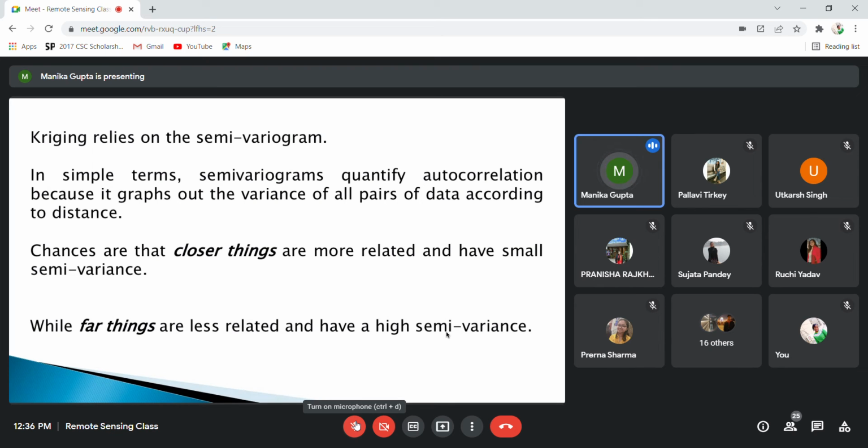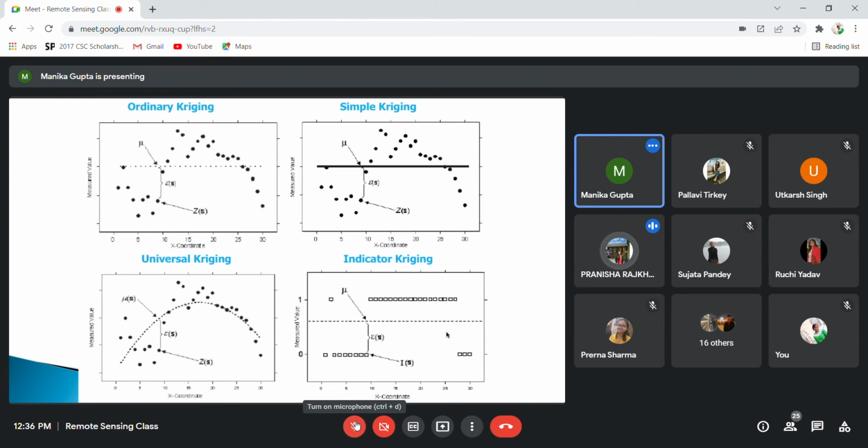Everyone gets it? Somewhat. Ma'am, that means the difference between ordinary kriging and simple kriging is that in simple kriging the mean is known. Yes, we assume a known mean. Whatever the sample points are, we'll assume that this should be the mean here, and based on that, we calculate the errors with the other points.